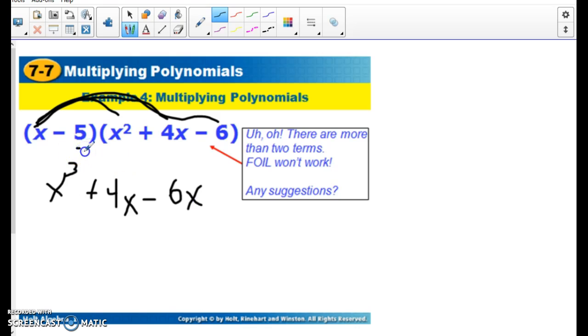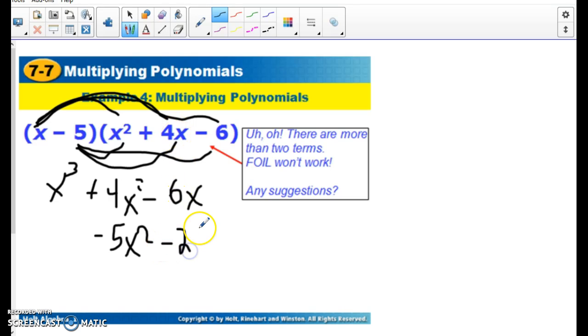Okay, so that's what happens when I distribute the x. And then I would need to distribute the negative 5 to everything as well. So then I have negative 5 times x squared. Oops, I forgot my squared there. Negative 5 times x squared, which is going to give you a negative 5x squared. Then negative 5 times the 4x, which is going to give me a negative 20x. Then negative 5 times the negative 6, which is going to give me a positive 30.